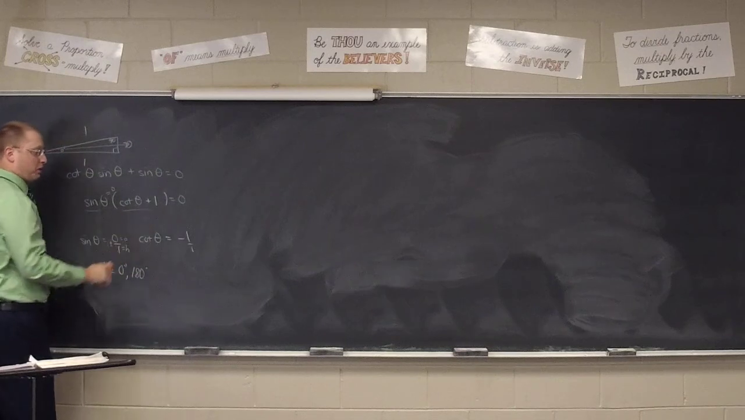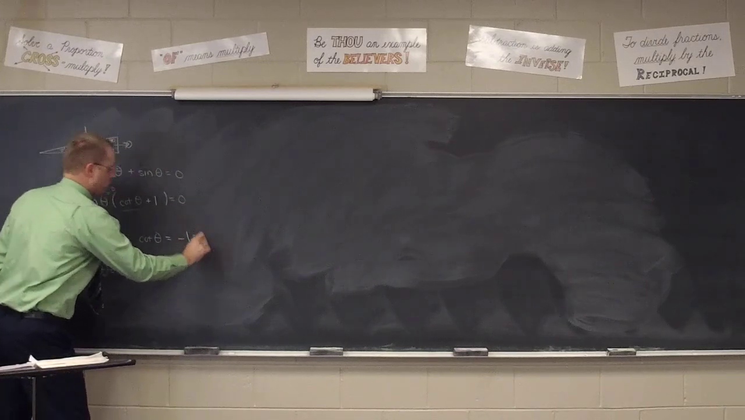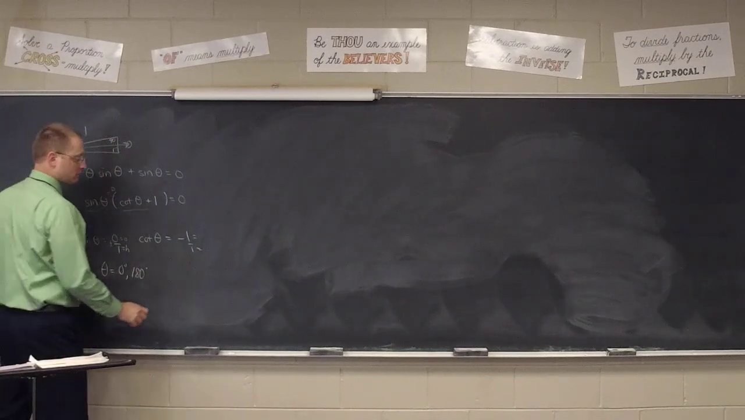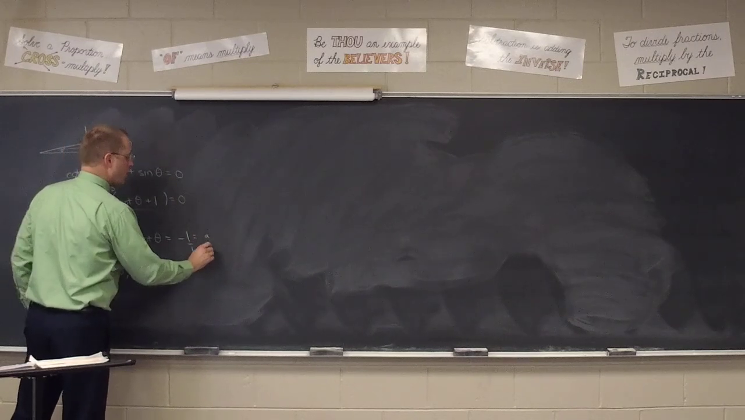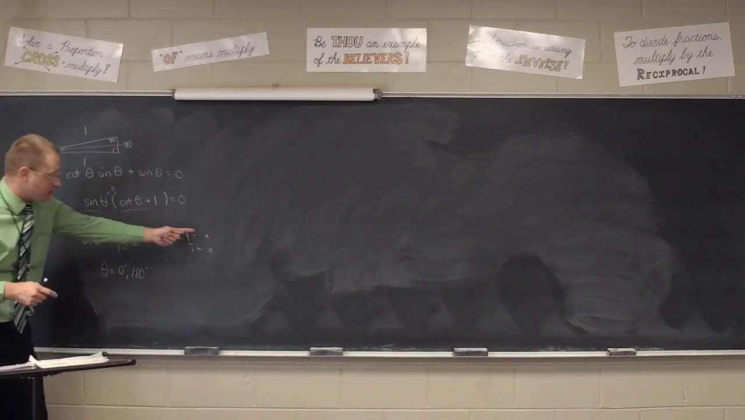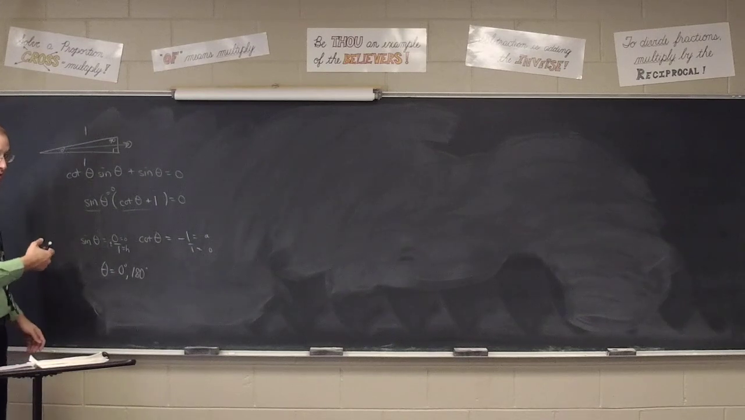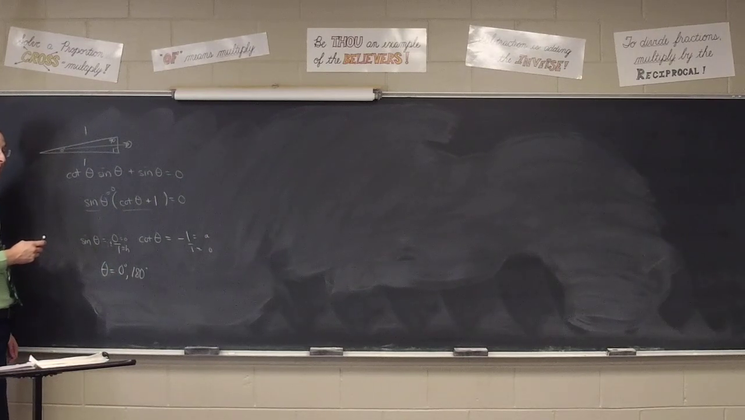We got the cotangent equal to negative 1 over 1. Cotangent's 1 over 1. Adjacent over opposite. There we go. So we need both legs to be 1. One of these is a hypotenuse. Both legs need to be 1.